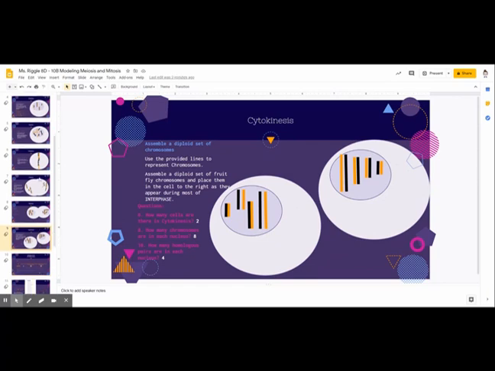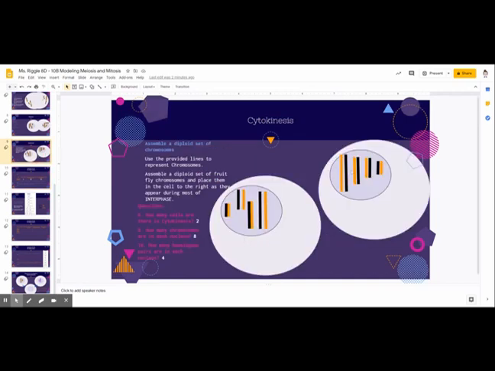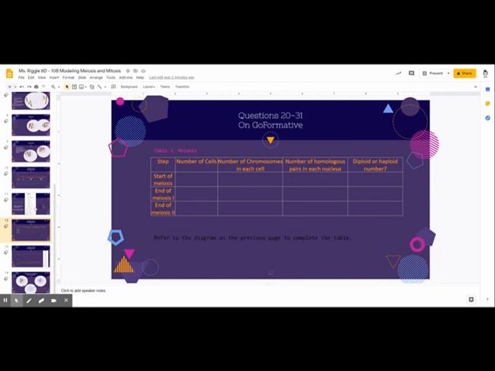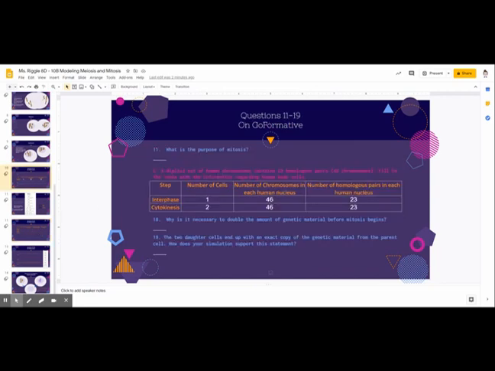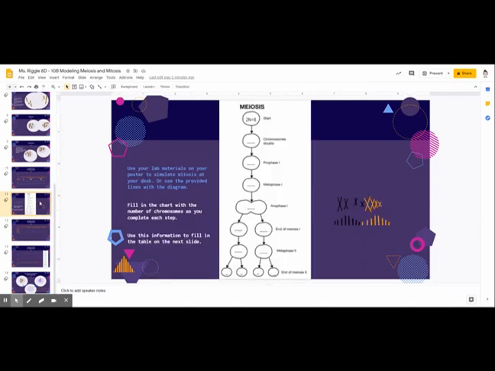So if you did not use Go Formative and you only have these slides, then this is your simulation. In our simulation, how did we show that the two daughter cells, this one and this one, end up with an exact copy of the genetic material from the parent cell? And how does our simulation support that? Look back at these and think of that question. You can pause this for as long as you need, and as soon as you've got an answer, go ahead and type it right there. I'm going to move on to the next slides.